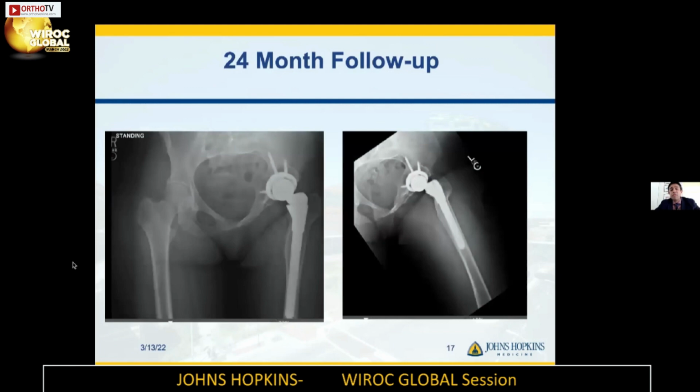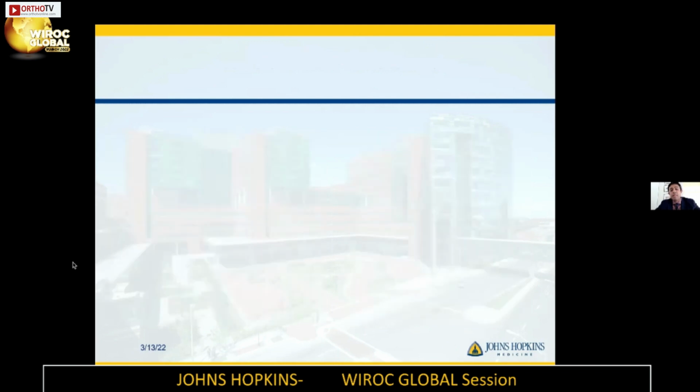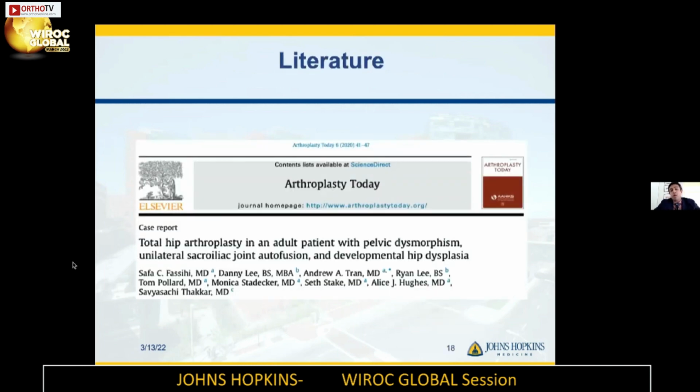This is her most recent follow-up last year at about 24 months, and she's due for another follow-up this fall. And you can see, again, everything is well fixed in her and nothing has loosened or nothing has dislocated. So in our experience, this was the first case in an adult patient who has a combination of a pelvic dysmorphism, a unilateral SI joint fusion, and developmental dysplasia, and then underwent a total hip replacement.